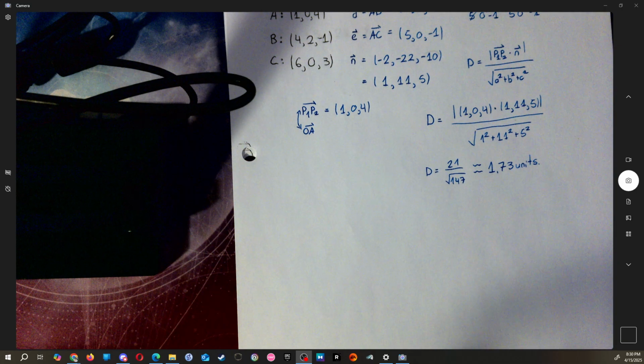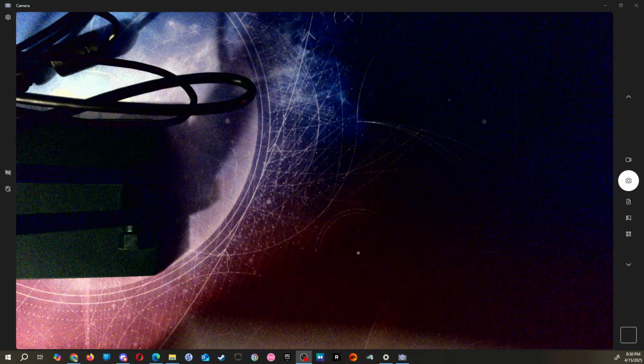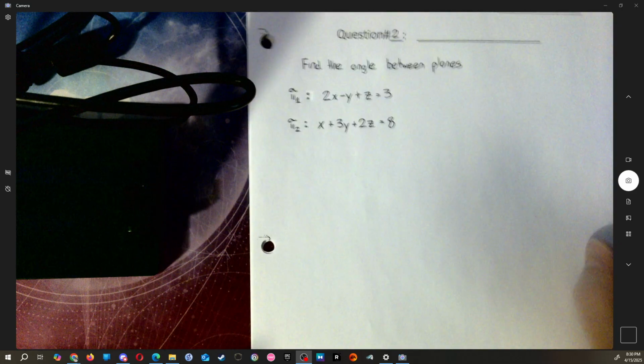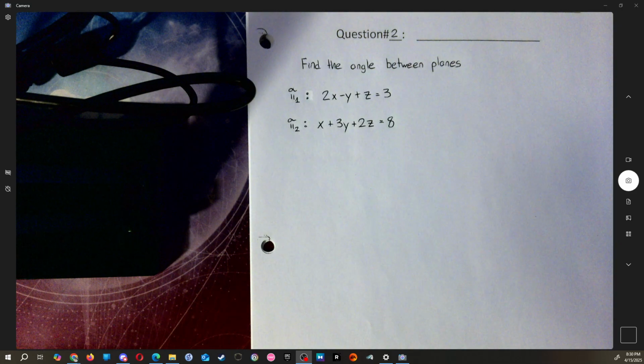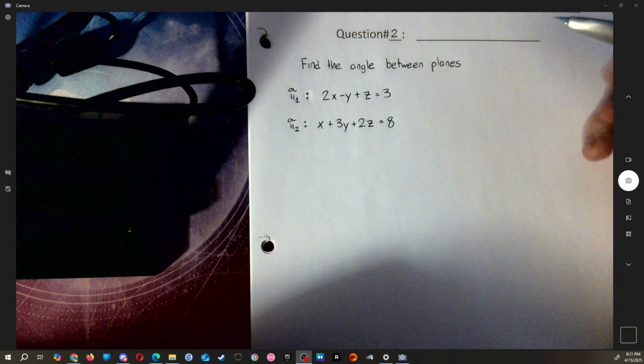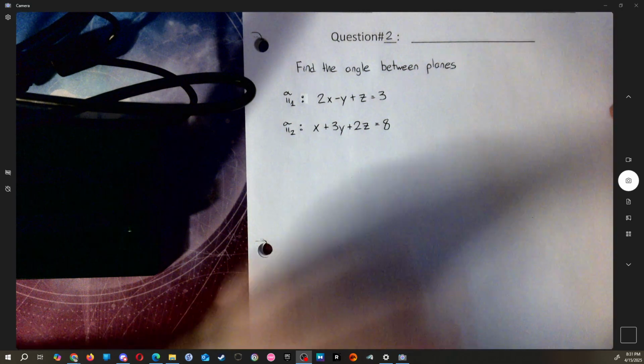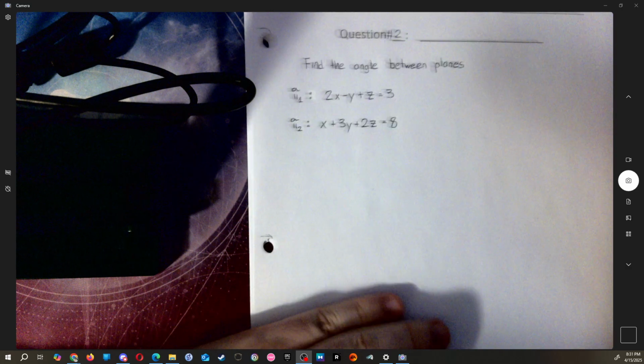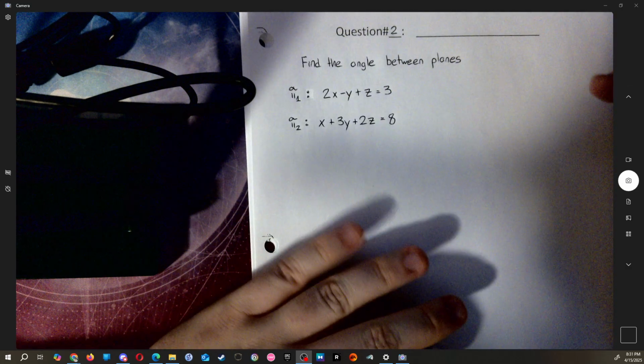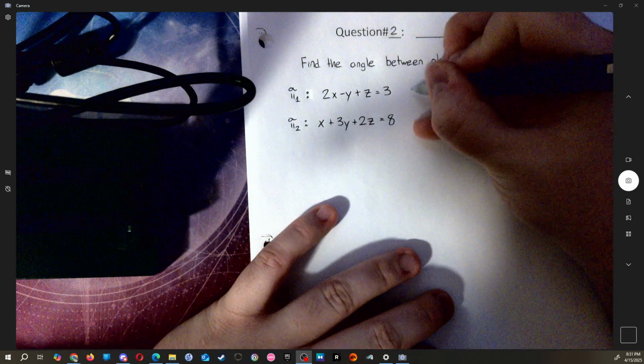Okay, so now our second question. Nice and straightforward. Just find the angle between the two planes, and this time our planes have been given for us. So again, I hope you did this for the first question as well, but hit a quick pause, try the question on your own, and then hit play when you're ready to see the solution. Okay? So here, nice and easy.